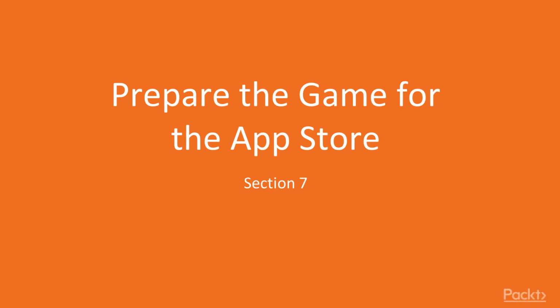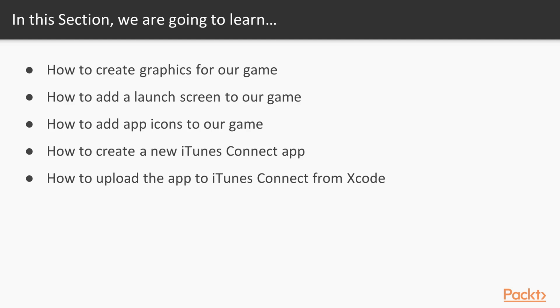Welcome to Section 7, where we're going to be preparing our game for the App Store. In this section, we're going to learn how to create graphics for our game. We're going to learn how to add a launch screen to our game. We're going to learn how to create and add app icons. We're going to learn how to create a new iTunes Connect app. And finally, we're going to upload our game to iTunes Connect from Xcode.